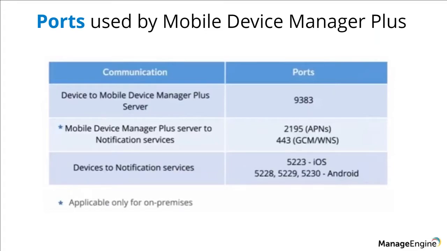As discussed earlier, there is a lot of communication that happens between the mobile devices, the MDM server, and the push notification services. Now, to ensure secure and fast communication between all of these major components, here is a list of ports that need to be kept open at all times. For example, for secure communication between the device and the Mobile Device Manager Plus server, the inbound port 9383 needs to be opened. It's important to note that some of these ports are applicable only for the on-premises version of the product.